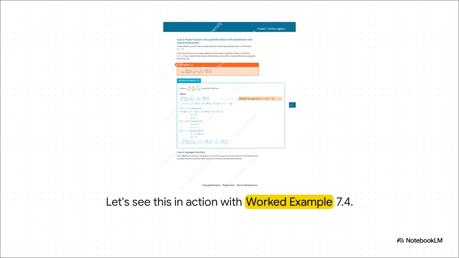Theory is one thing, but seeing it work is another. Let's take a look at this worked example. The expression is 8 plus 2x minus x squared over x minus 1 times x squared plus 2. See that x squared plus 2? That's our guy. It's unfactorizable. So boom, we know we're dealing with a classic case 3 problem.